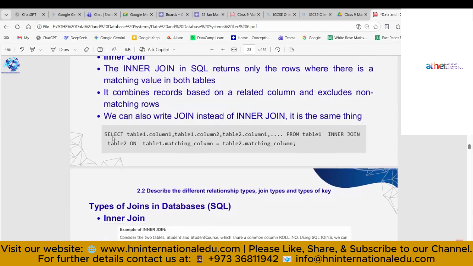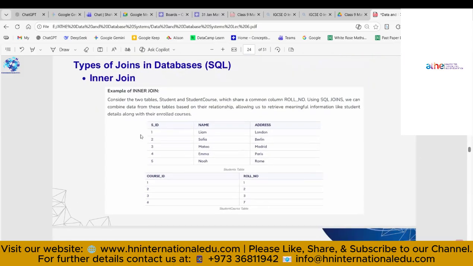So this is how the query in SQL looks like. Select table one dot column one, then table one dot column two, table two dot column one, etc., from table one. And then we will use the inner join keyword, table two on table one dot matching column. It's a query to help you understand how inner join works in structured query language. So this is an example of inner join.